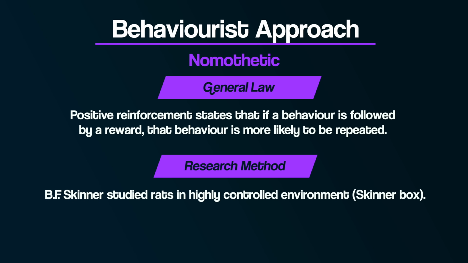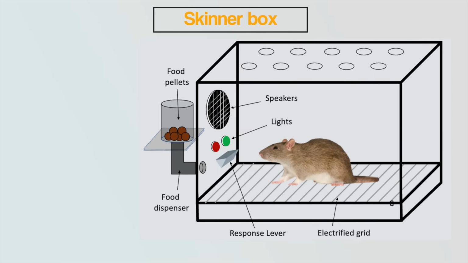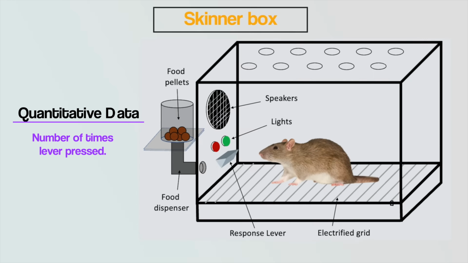Skinner studied rats in the highly controlled environment of what was called the Skinner box. This allowed him to carefully control and manipulate different variables and measure their behaviour. This enabled him to gather quantitative data such as the number of times the rat pressed the lever and the time taken to press the lever.